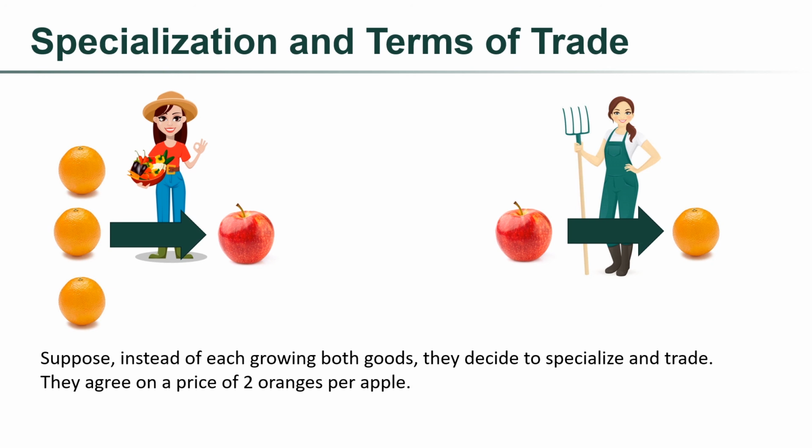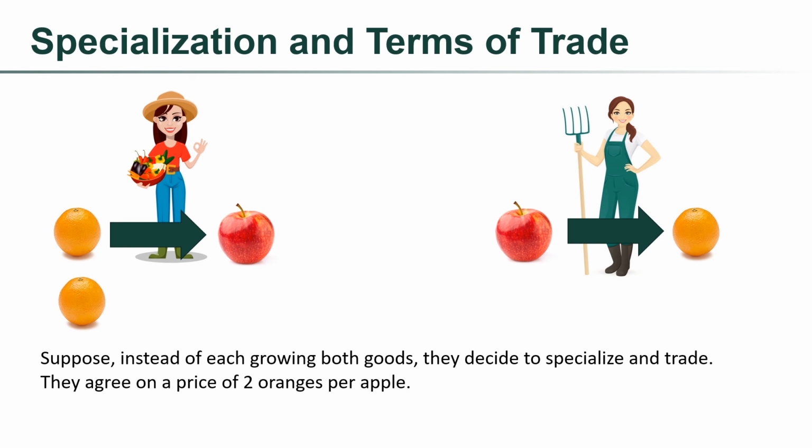So now let's think about this. It used to be if Andrea wanted to get an apple, she had to grow it. And for her to grow an apple, she had to give up growing 3 oranges. Now, we're going to think about, maybe will they make a trade of 2 oranges per apple? Well, if she does that, now she only has to give up 2 oranges to get an apple. She's going to like that, right? If I want an apple, when I was growing it, I had to give up 3 oranges. Now, trading, I only have to give up 2.